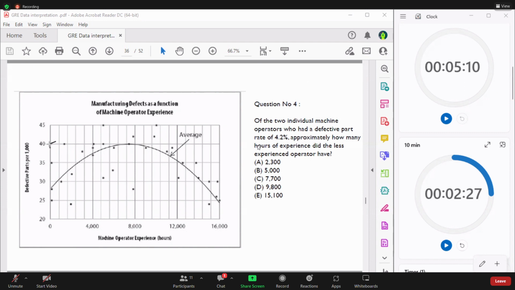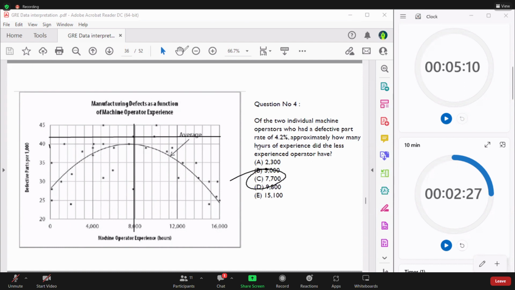Now the ones on this line are obviously 40. The ones on this line are obviously 45, as we can see clearly. So there are only two operators which are actually creating 42, which are these two. What is the question asking about these two operators? How many hours of experience did the less experienced operator have? So the less one is this. It is nearer to 8,000 than it is to 12,000. So it is obviously going to be 7,700.